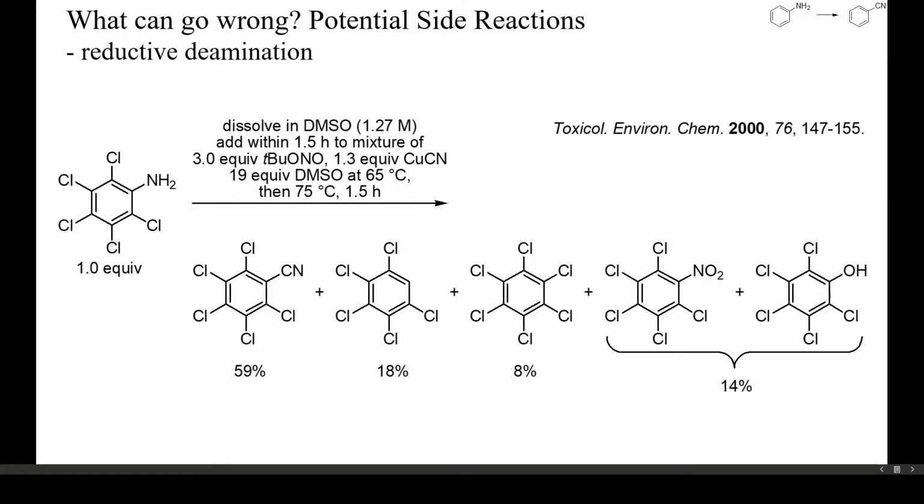This is an example of one-pot diazotation and cyanation conducted in DMSO. Nitrosation was brought about with tert-butyl nitrite, directly in the presence of copper cyanide. The main byproduct was again a deaminated arene, and I would guess that the required hydrogen atom came from the tert-butyl group. An aryl chloride, a nitroarene, and a phenol were further byproducts.